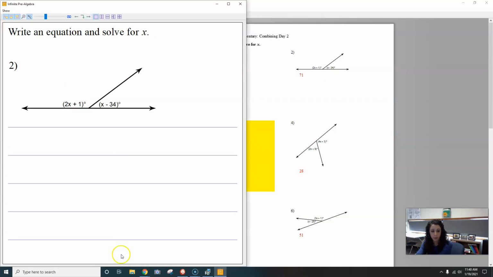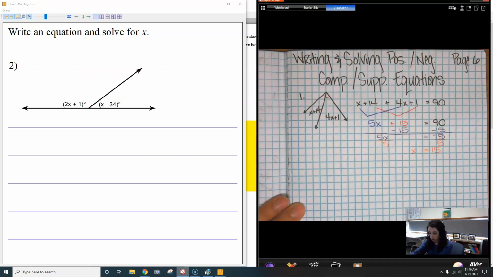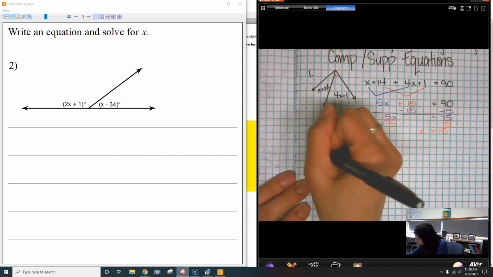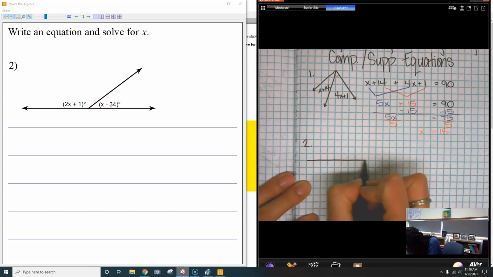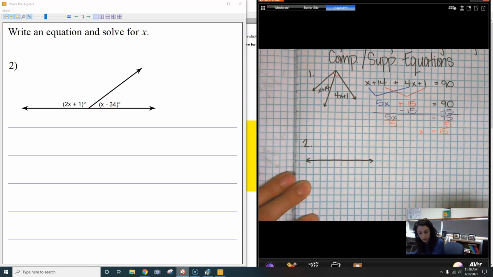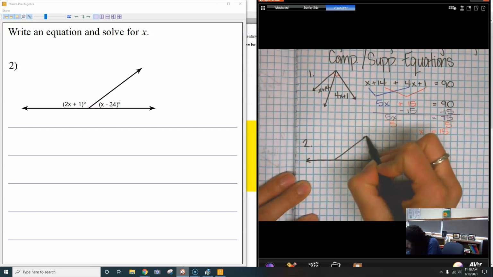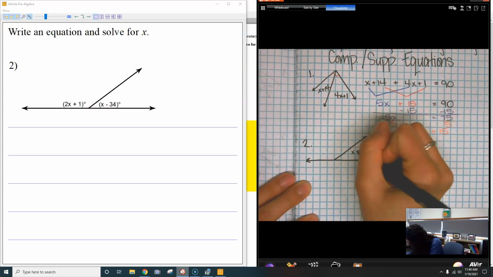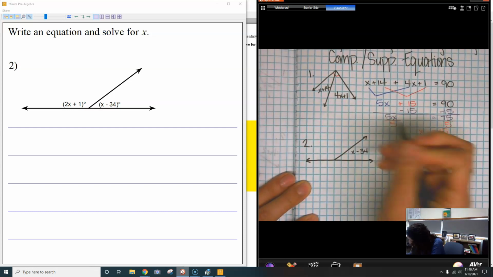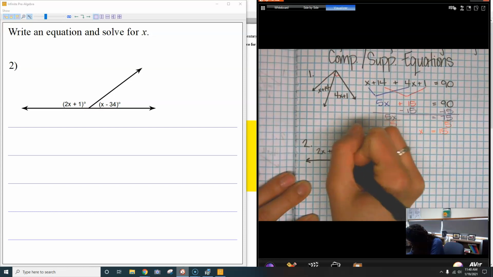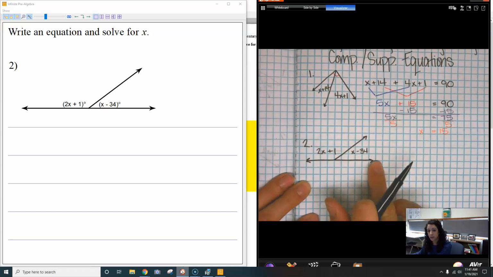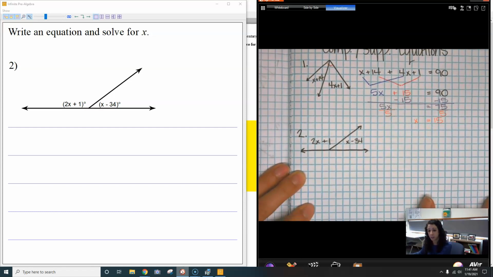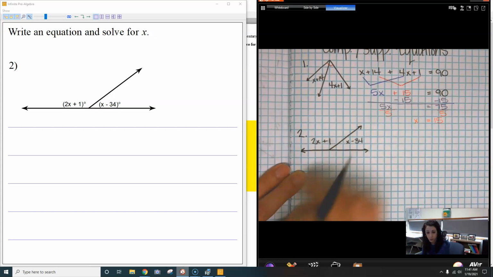Okay, so now for number 2, I'm going to draw this one, and then probably after this one I won't draw anymore. So number 2, I have a horizontal line, and it's cut like this. And it says x minus 34 on one side, and the other side says 2x plus 1. So these two angles combined make a straight line, and a straight line is 180 degrees, which means that they are supplementary. Angle 1 is called 2x plus 1, and angle 2 is called x minus 34.